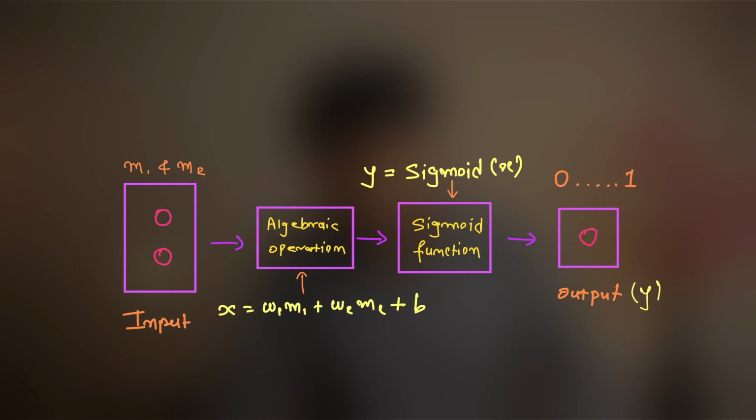Now our complete block diagram is filled. This is our algebraic operation. This is our sigmoid function. These kinds of functions are also known as activation functions. And here is our output in the scale of 0 and 1.